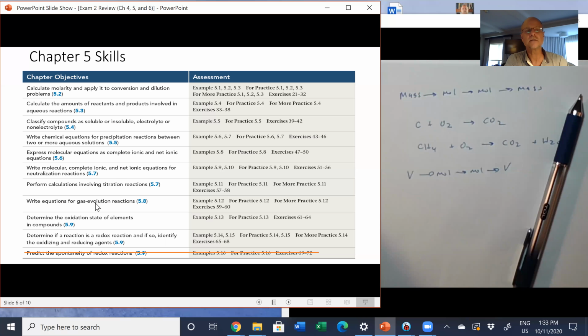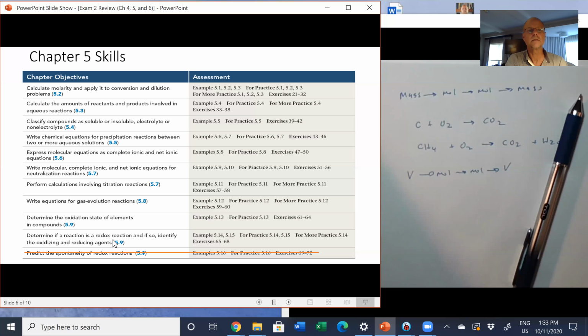Be able to write equations for gas evolution reactions. Be able to determine the oxidation state of elements and compounds, and then determine if a reaction is a redox reaction, and if so, identify the oxidizing and reducing agents.